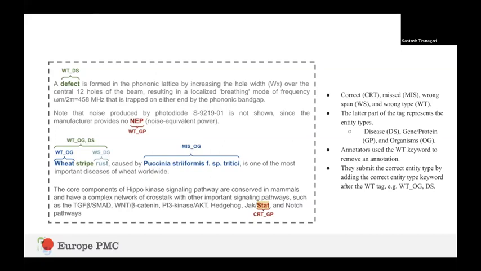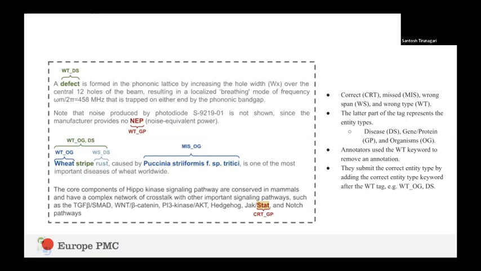So, for example, if we see this scenario here, defect is wrongly tagged, so WT_DS, by dictionaries as a disease. So the annotators marked this, and they have curated this as wrongly tagged DS. And for example, if it is a wrongly tagged gene protein, they have annotated this as wrongly tagged gene protein. If there is a correct mention, then they would mark this as correctly tagged gene protein. So for example, STAT here is correctly tagged gene protein.